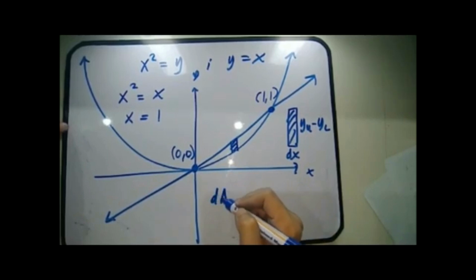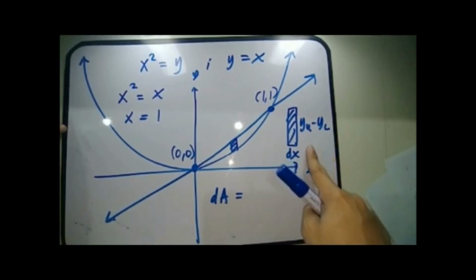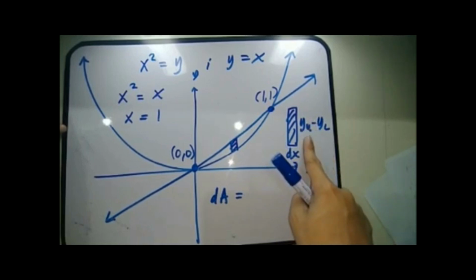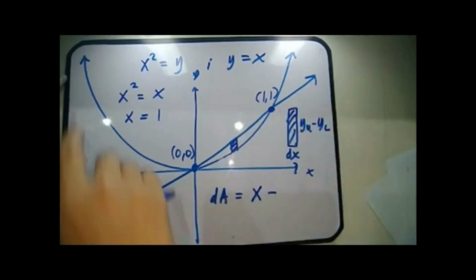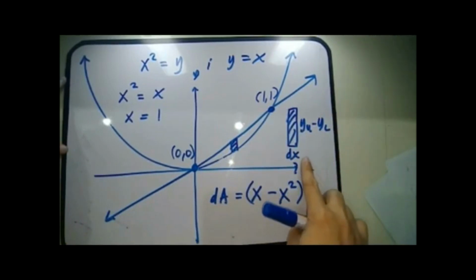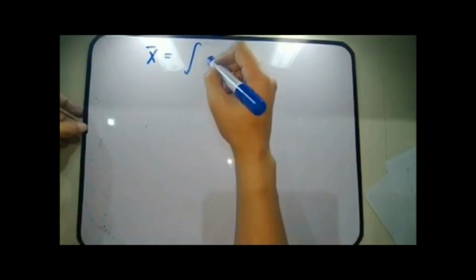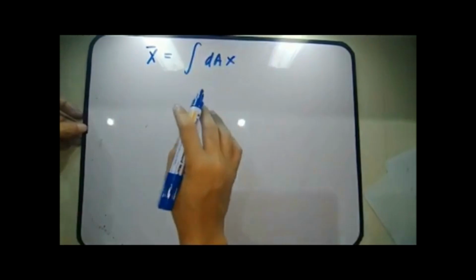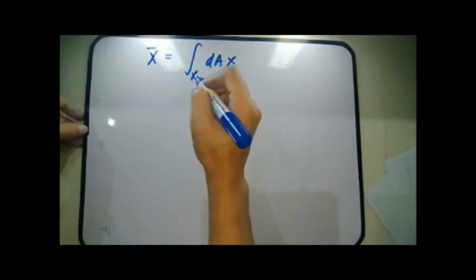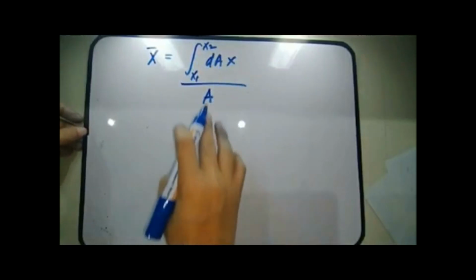So differential of A is equal to length times width. We have here y upper. So yung y upper natin guys is yung line y is equal to x. Then yung y lower is yung y is equal to x squared. So differential of x. So this will be our differential area. So input natin yung formula. So this is the integral of dA times x from x1 to x2 all over yung total area A. So let's find A.